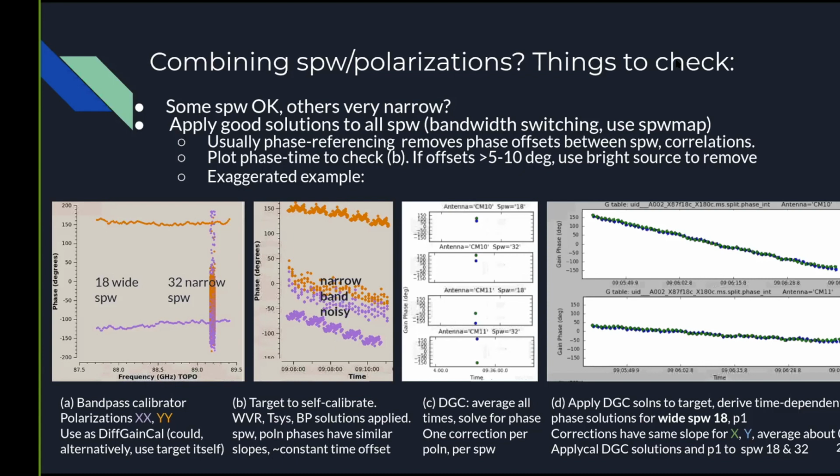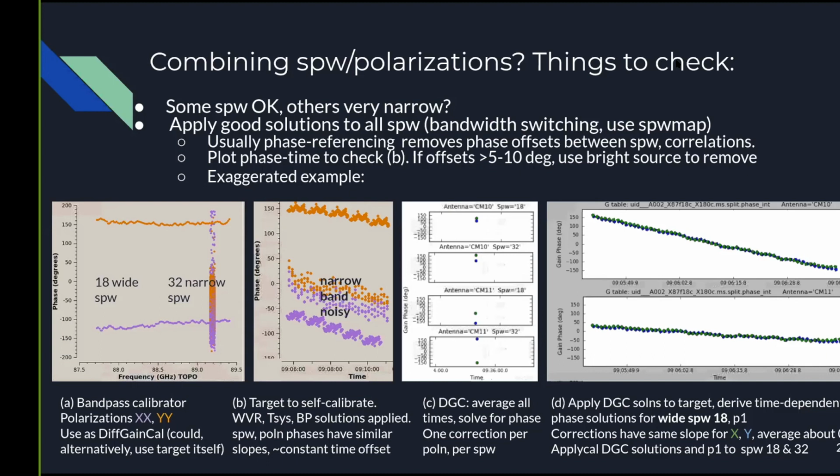And the way that I think that the pipeline quite often does it is simply to average all spectral windows together, which usually works, although sometimes the narrow spectral window is actually so narrow that it adds noise in that averaging. And the other alternative is to derive the solutions for the broad spectral windows with the good signal to noise, talking about deriving continuum solutions, and then apply those to all spectral windows. And in this case, it's fairly obvious because spectral window 18 actually overlaps spectral window 32.